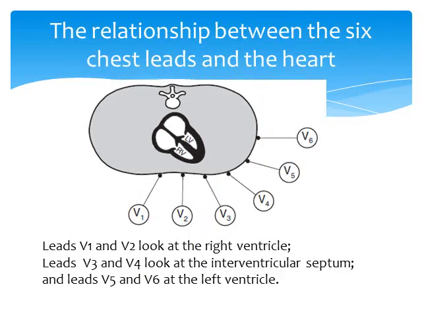Here is the relationship between the 6 chest leads and the heart. Here it's like looking at the heart in the horizontal plane. Here the leads V1 and V2 look at the right ventricle, leads V3 and V4 look at the interventricular septum, and leads V5 and V6 at the left ventricle.